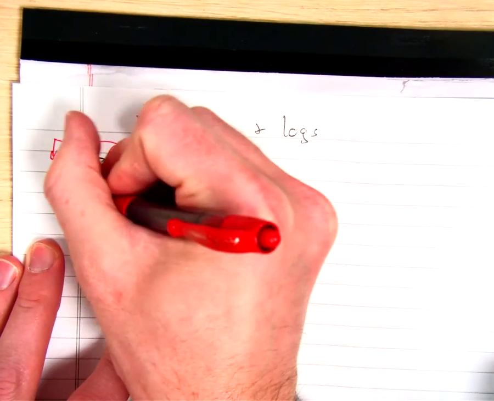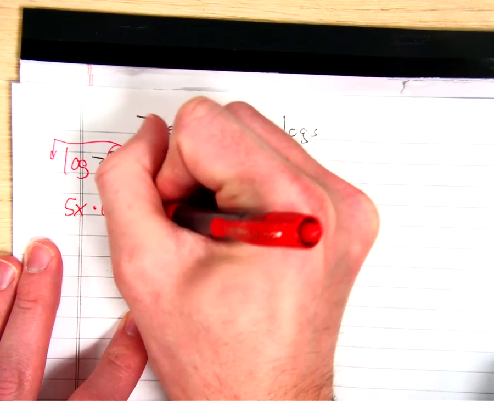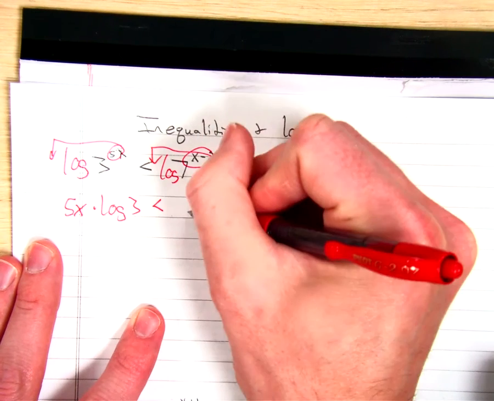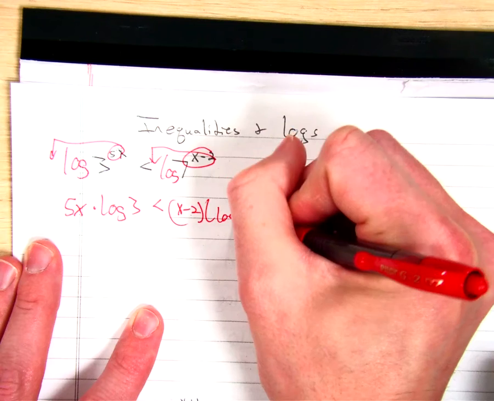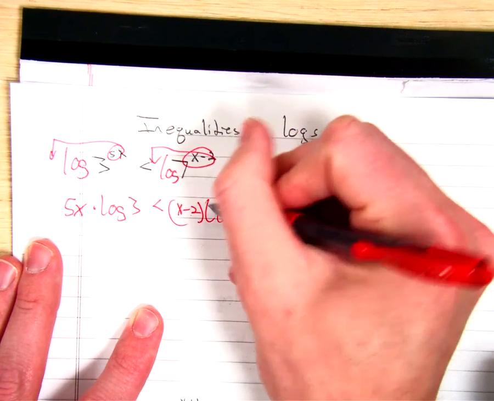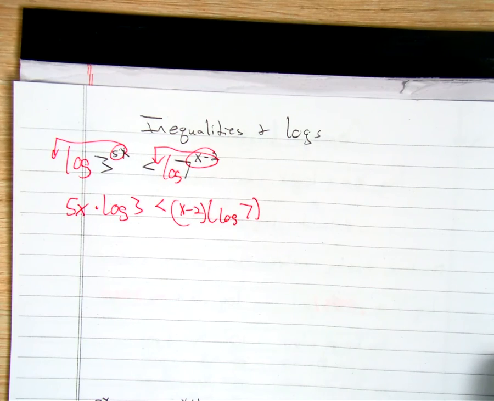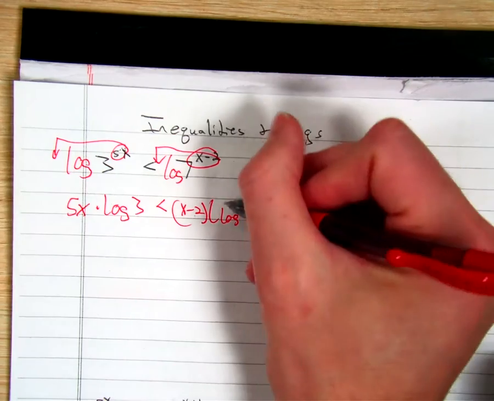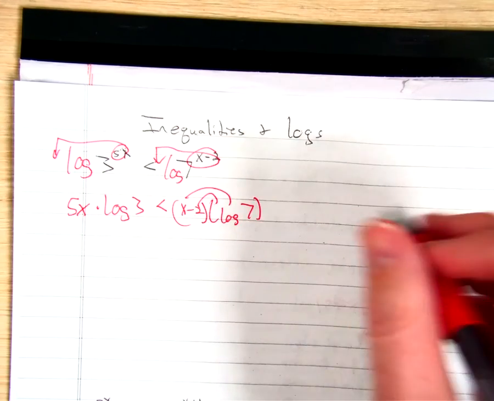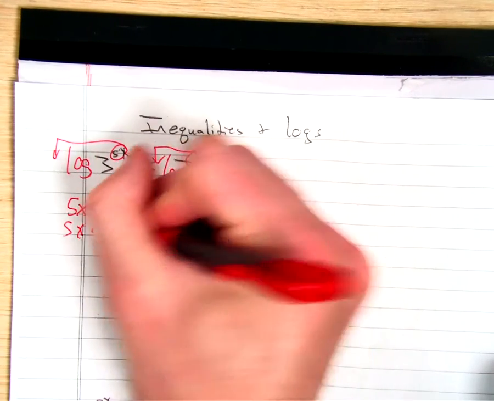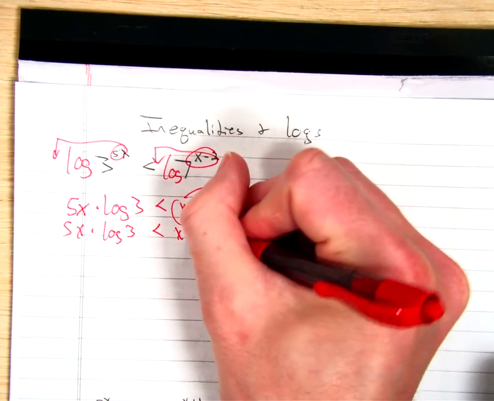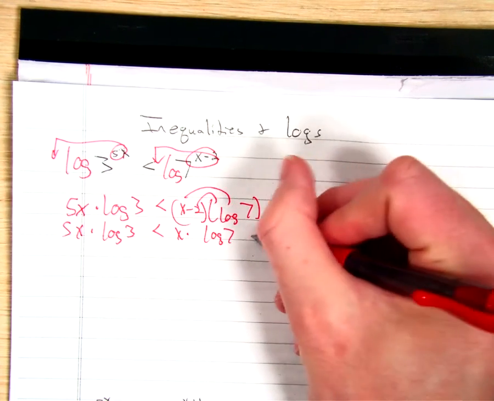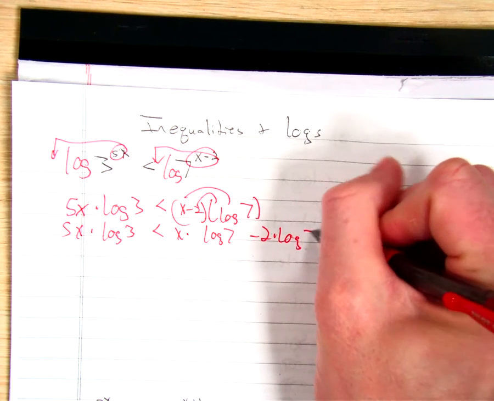So we have 5x times log of 3 less than x minus 2 log of 7. I guess I didn't need those other parentheses there. Okay. Next, we're going to distribute into both. And we'll have x times log 7 minus 2 times log 7.